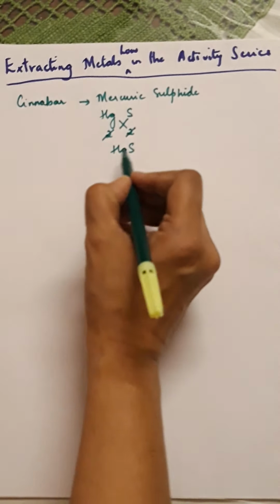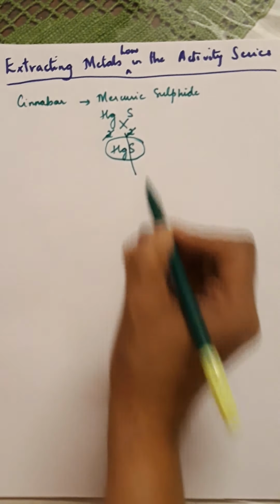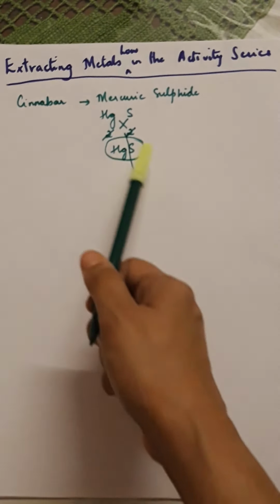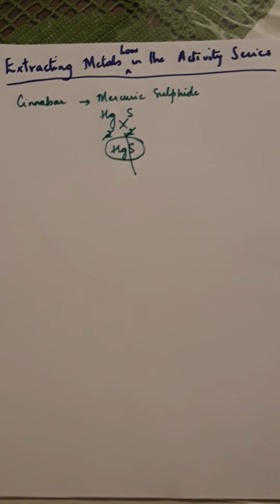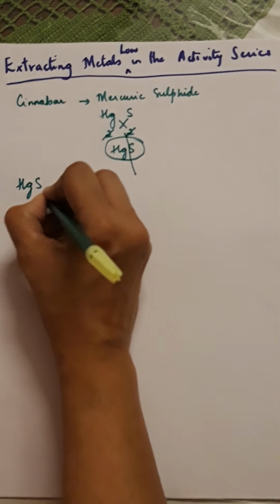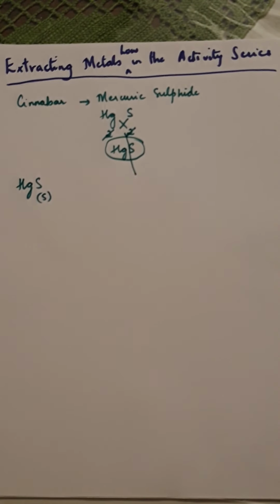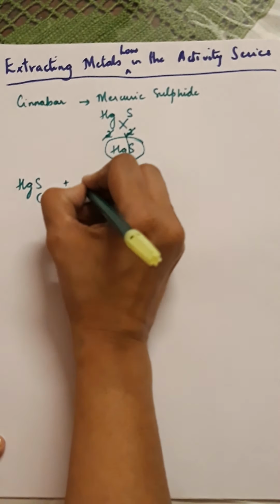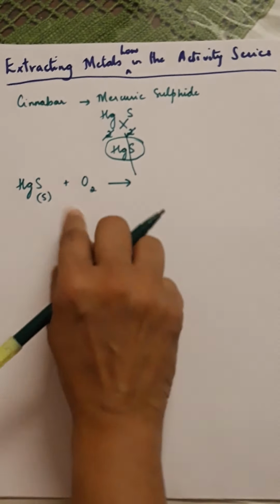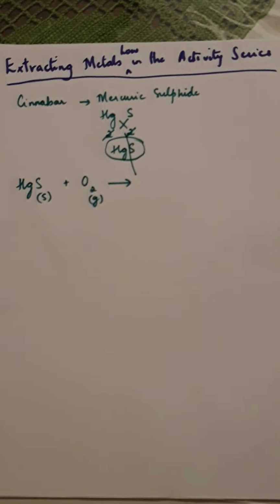Now how do we separate this metal Hg from mercuric sulphide? How do we extract this mercury from mercuric sulphide? When this mercuric sulphide is heated in air, it is first converted into mercuric oxide. You take this mercuric sulphide HgS, a solid, and you heat it in air. When you heat it, it will react with oxygen from the air. This oxygen is a gas. It gets converted into mercuric oxide.